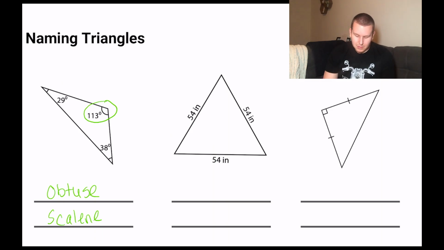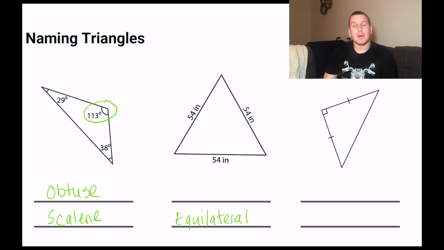Let's move on to the middle triangle. So the middle triangle, we only have the lengths here. So let's think about what we would call it by the lengths. I'm seeing they're all 54 inches. So if everything is 54 inches, that means they're all congruent. So that means they're the same. So we are going to call this an equilateral triangle. So equilateral would be what we would call it by its side.